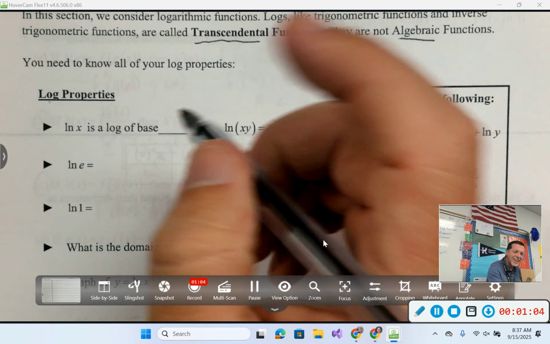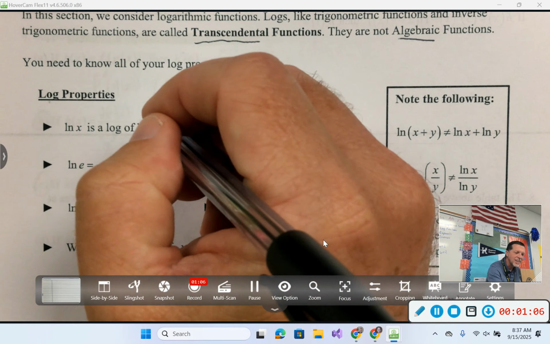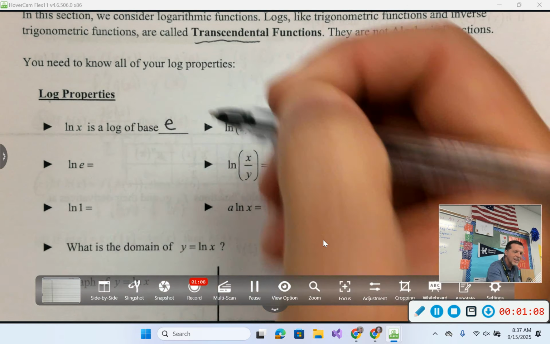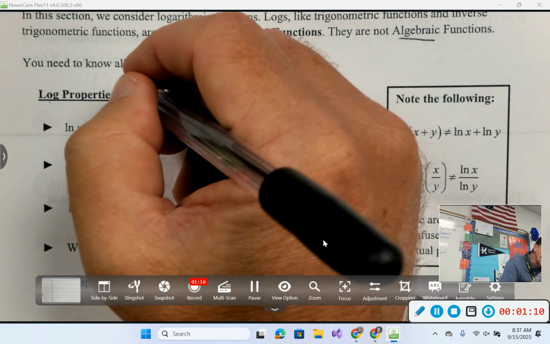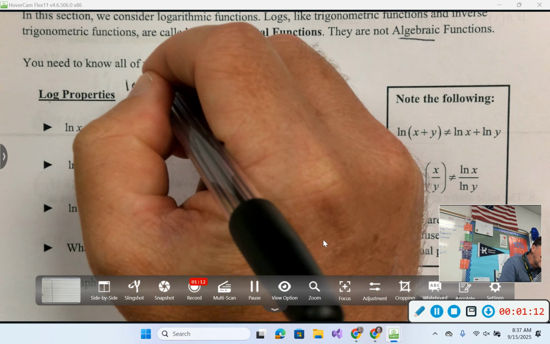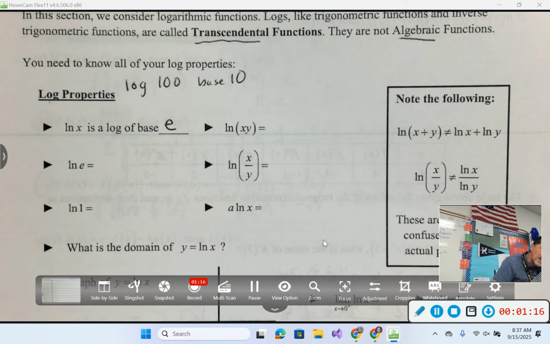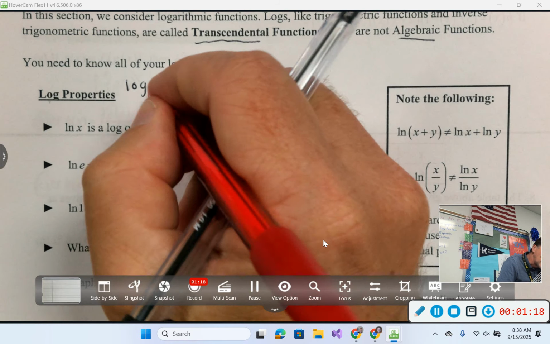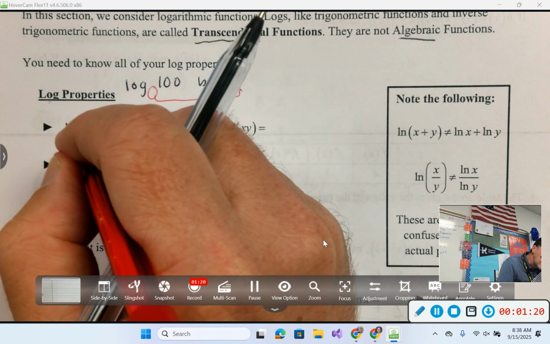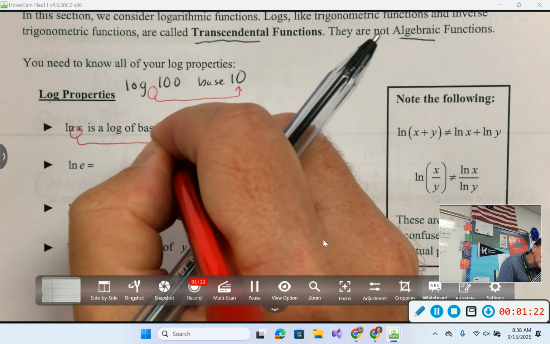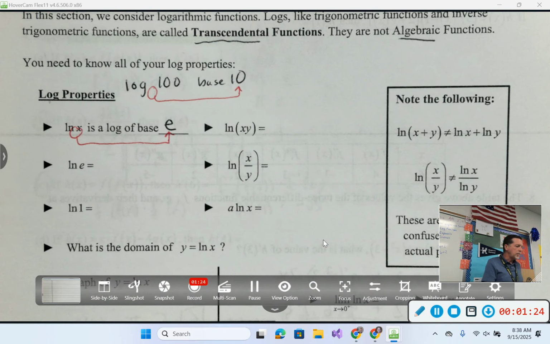It's not 10, although there is one that's 10. It's e. 10 is if it's not written at all. Like log of 100, that's base 10. That's the missing base right there, 10. The missing base on natural log is e.